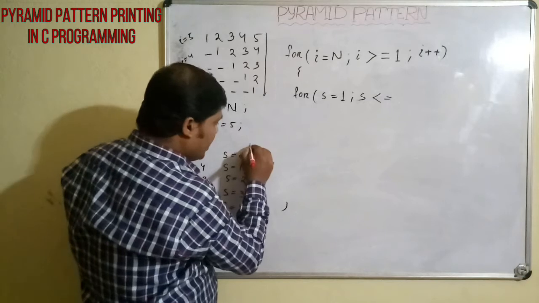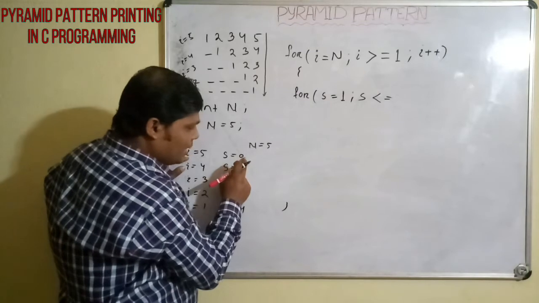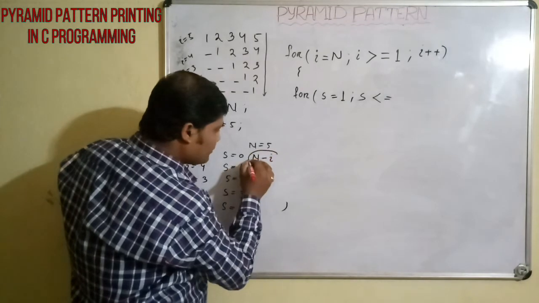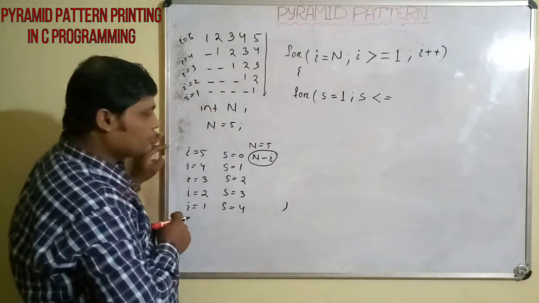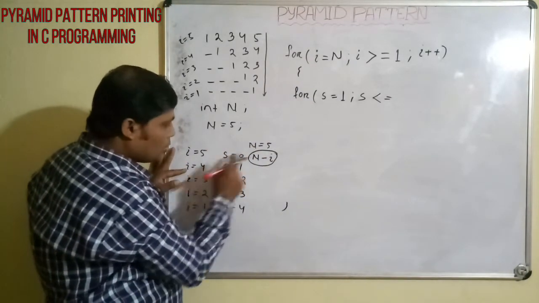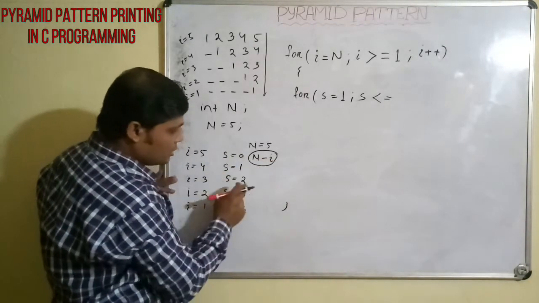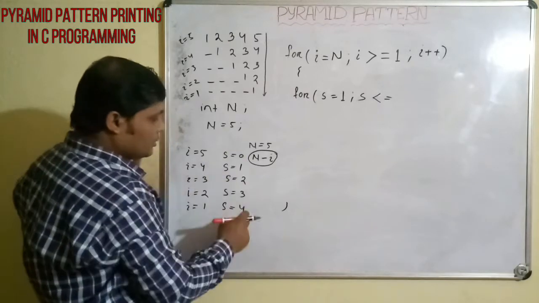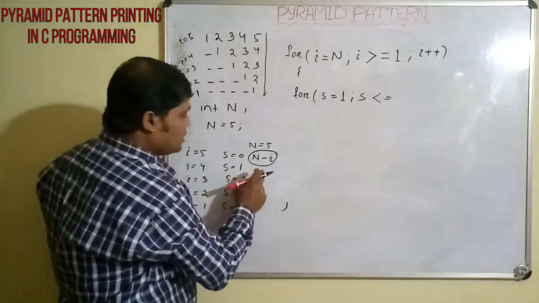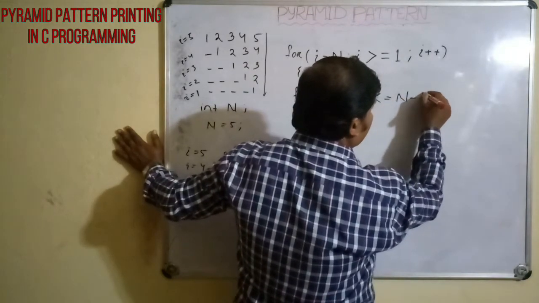Clear? You can see I have taken n value as 5. When i value 5, this is 0. I can write, you just see, this is nothing but n minus i. Because when i value 5, this is n. 5 minus 5 is 0. When i value 4, 5 minus 4, this is 1. I value 3, 5 minus 3, this is 2. So instead of writing 0, 1, 2, 3 times spaces are there, I can write this space loop ends with n minus i. So n minus i.